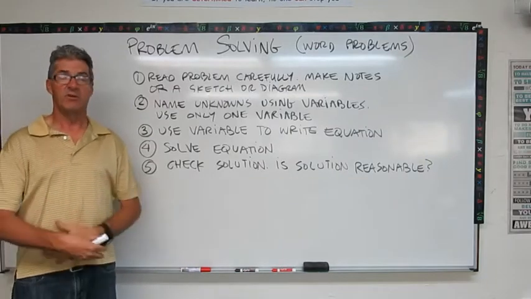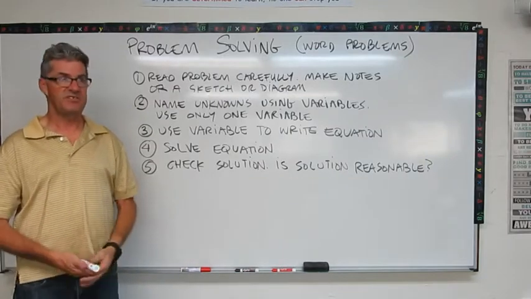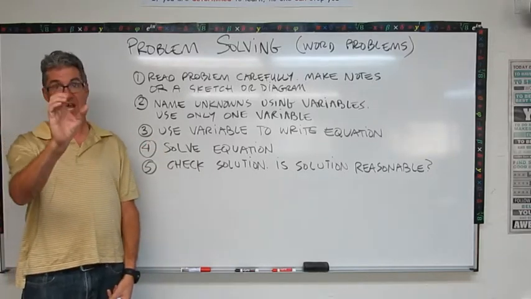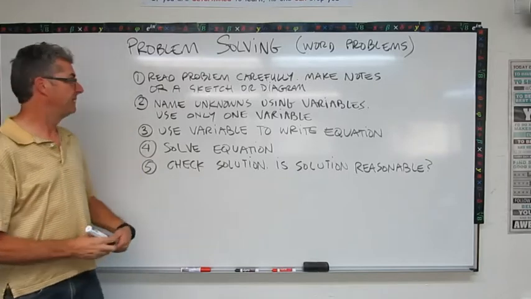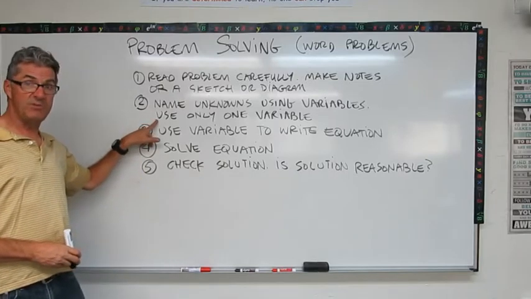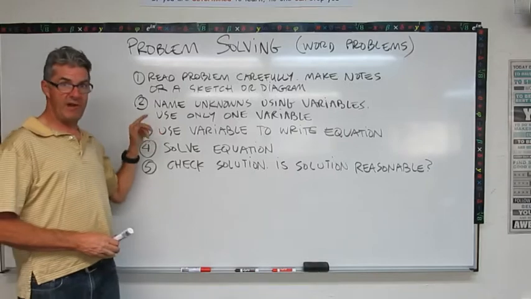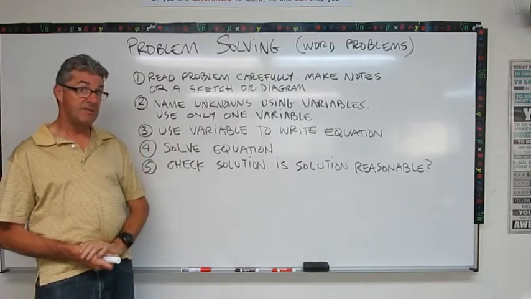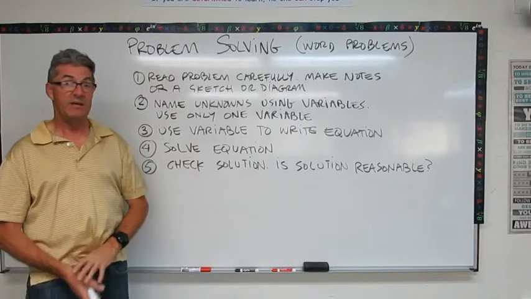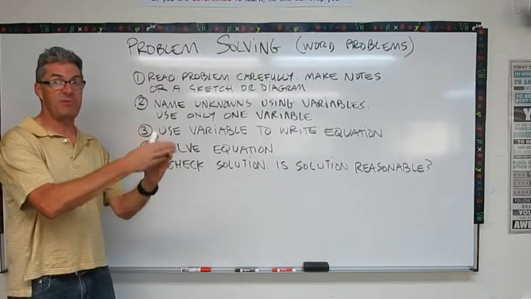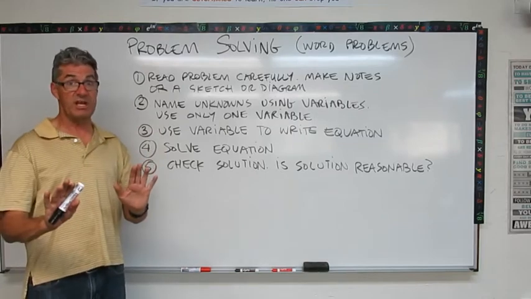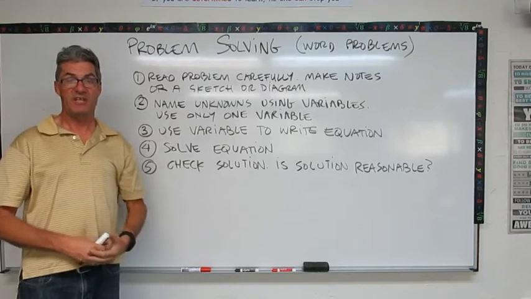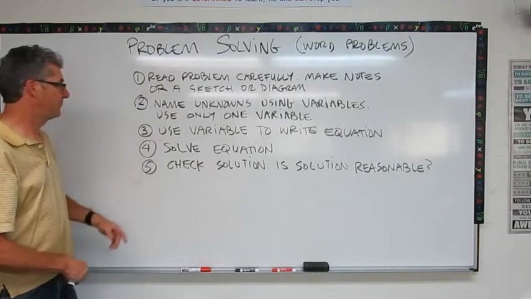What is the unknown? Well, if at the end of the problem it says, what's Sam's age? Then write x equals Sam's age. That kind of thing. If at all possible, use only one variable. So if x is Sam's age and Bob is 5 years older than Sam, then Bob's age is x plus 5. Don't use a second variable for Bob. If you can express one unknown in terms of the other, that saves you a lot of grief.